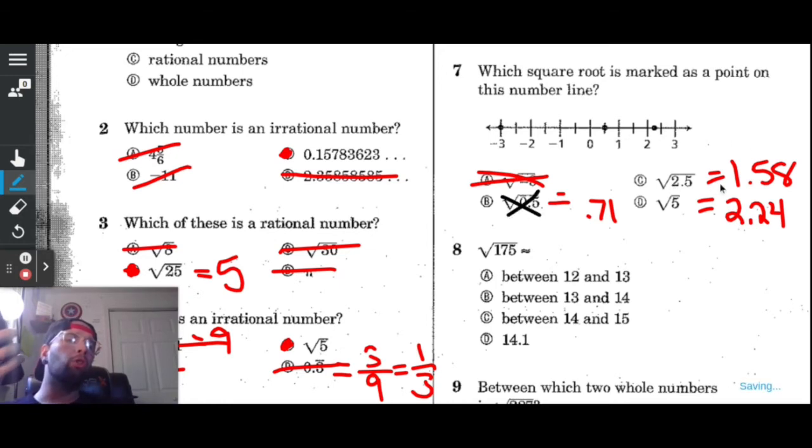The square root of 2.5 is 1.58. So 1.58 would be somewhere around here, and there's no dot there at all, so it can't be you. And 2.24 will be a little after 2 and definitely before 2.5, so it's going to be that one.